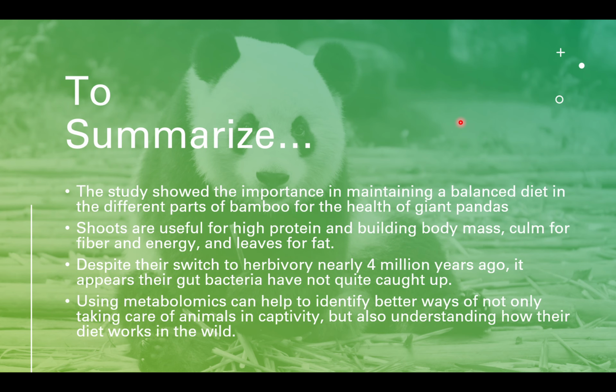And this also shows, in a funny way, that despite the pandas evolving so far back to eat this kind of stuff, their gut bacteria has not caught up with them yet, which is a little funny, that they continue to eat bamboo when they can't actually digest it. And the biggest thing is that this shows the importance of metabolomics in preservation of these species, because not only does it help us identify better ways of controlling their diet when they're in captivity, it also helps us to get a better understanding of how their diet works in the wild.